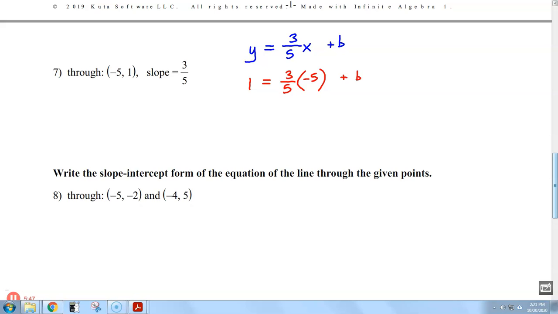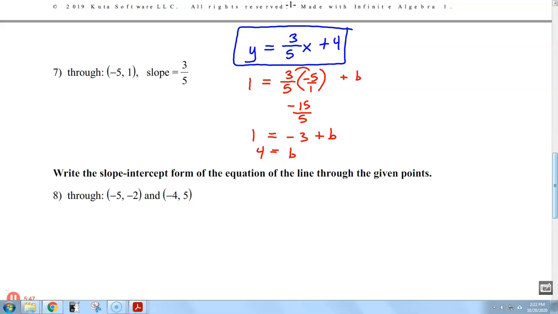Whenever you multiply a fraction times a whole number, like 3/5 times negative 5, you can just put a 1 under it and multiply straight across. So 3 times negative 5 is negative 15, 5 times 1 is 5, so that ends up being negative 3. So we have 1 equals negative 3 added to b. Add 3 to both sides. We figure out b is 4. So I go back to my original equation, get rid of the b, and slap my 4 in, and we are good to go. Boom.